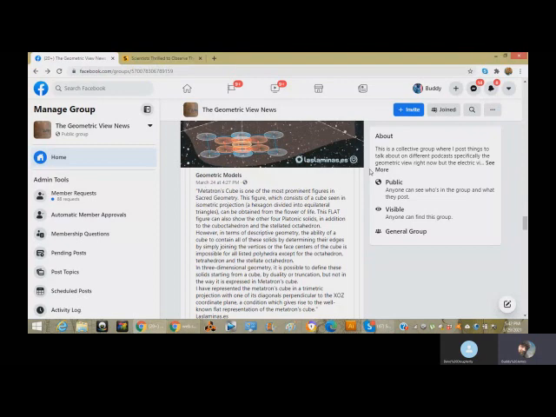Metatron's cube is one of the most prominent figures in sacred geometry. This figure, which consists of the cube seen in isometric projection, a hexagon divided into equilateral triangles, can be obtained by the flower of life. This flat figure can also show the other four platonic solids in addition to the cube octahedron and the stellated octahedron. However, in terms of descriptive geometry, the ability of a cube to contain all of the solids by determining their edges by simply joining the vertices or the base centers of the cube is impossible for all listed polyhedra except for the cube octahedron, tetrahedron, and the stellate octahedron.